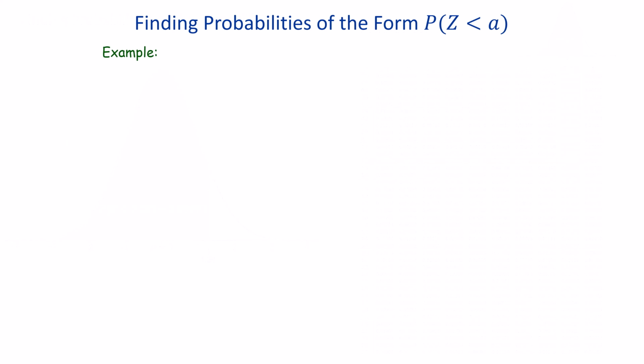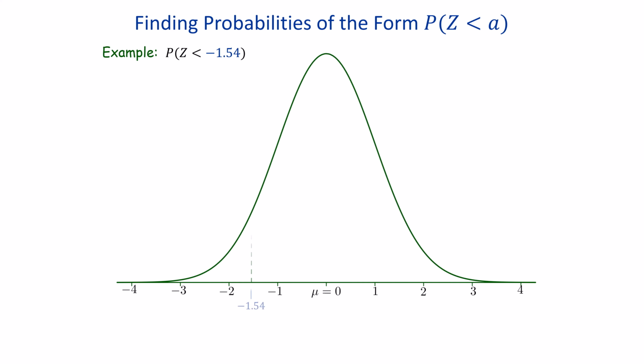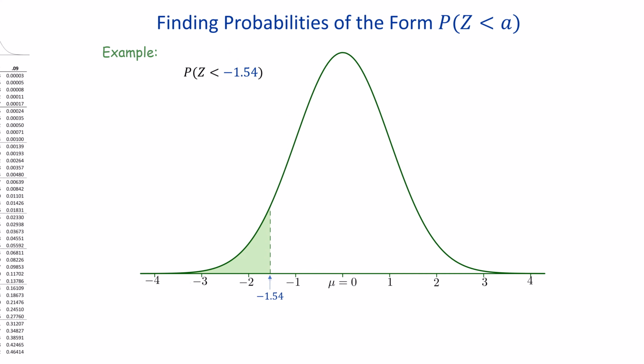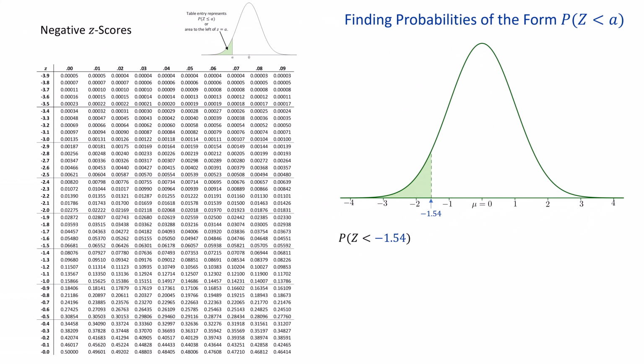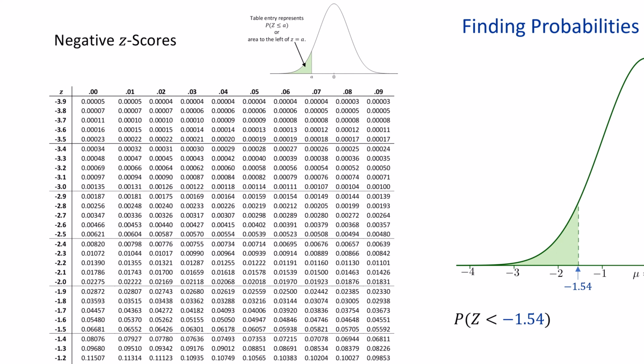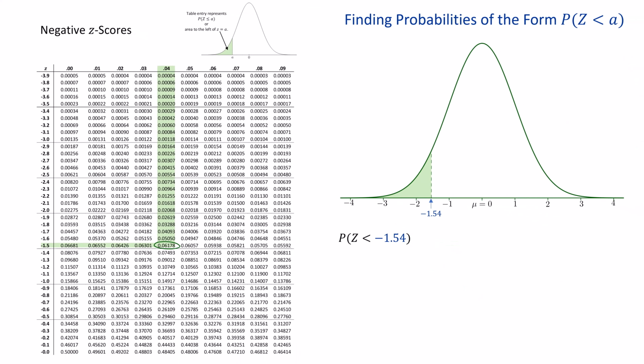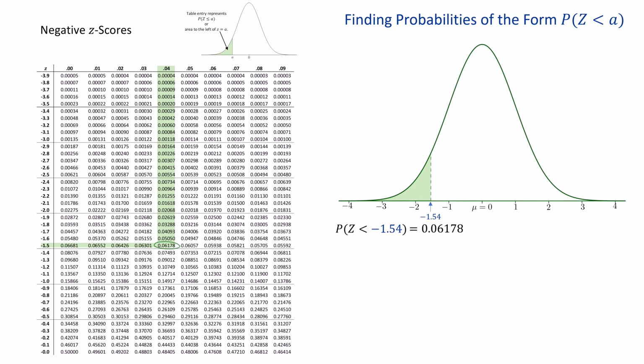Let's do another example. Say this time we want to know the probability that z is less than negative 1.54. Let's draw the standard normal distribution, label the z-score at negative 1.54, and shade the area to the left of this value. This time we will use the negative section of the table since we're working with a negative z-score. First, let's locate the row containing the heading negative 1.5 in the first column. Then find the column with the heading 0.04 on the top row. At the intersection of the respective row and column, we get 0.06178. The probability that z is less than negative 1.54 is 0.06178, and that represents the area to the left of negative 1.54.